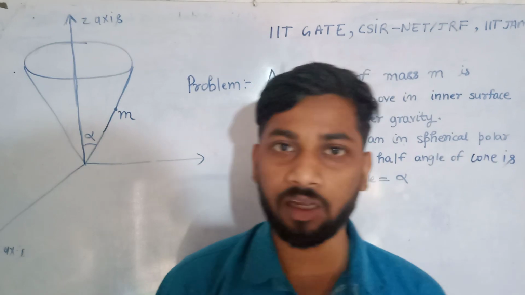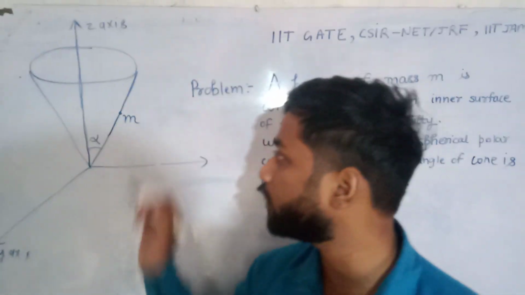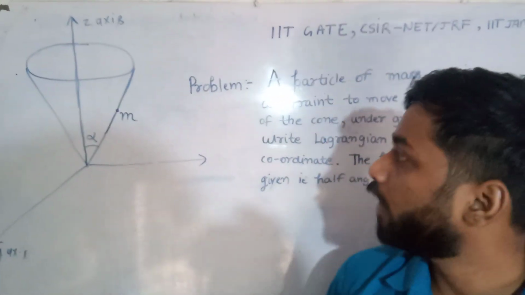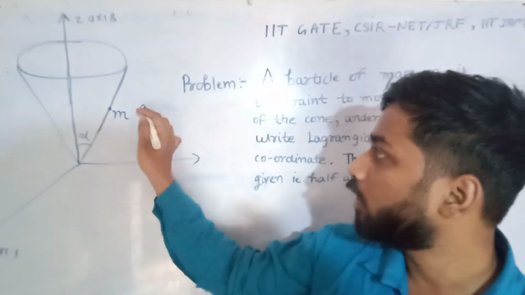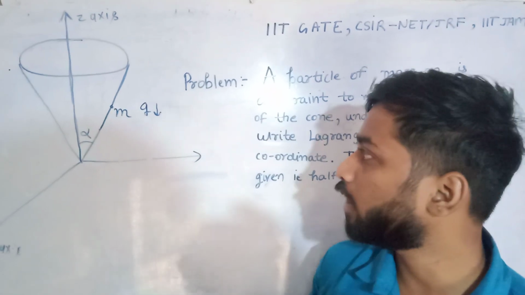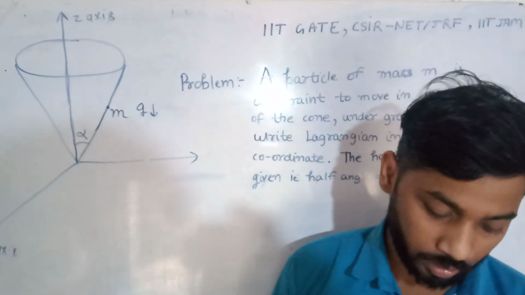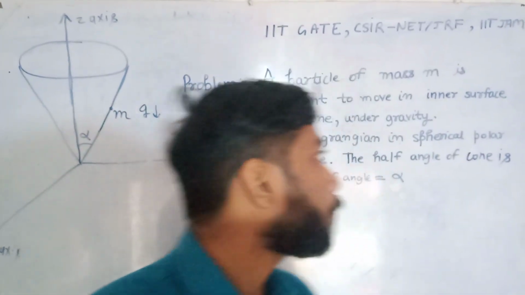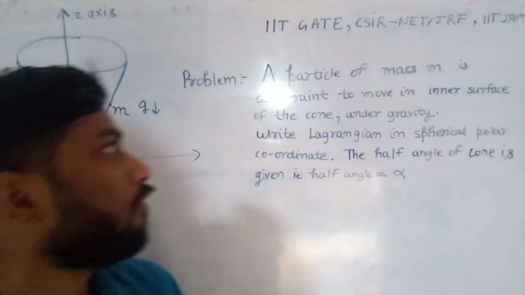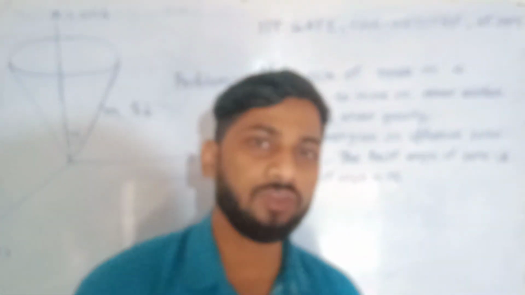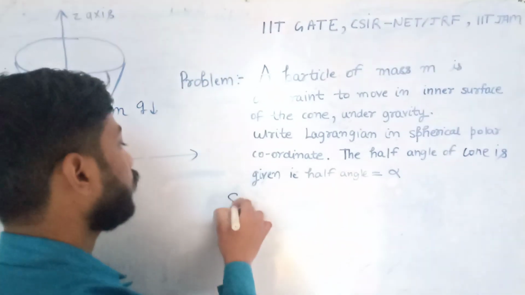So three things are given in my question: mass m and half angle alpha, and suppose this particle is under the influence of gravity, and gravity is acting downwards. So what will be the Lagrangian for this particular system? This is a very important question which is frequently asked in CSIR NET, GATE, JRF exams. So here I am writing the solution.